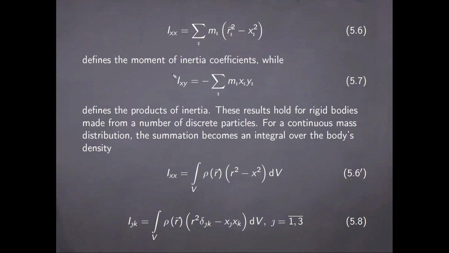And the diagonal terms involved in this expression, the ones given here, for example, are known as the moment of inertia coefficients, while the off-diagonal terms are the products of inertia. These results hold for rigid bodies made from a number of discrete particles, and for a continuous mass distribution, the summation turns into an integral over the body's density. So the first diagonal component, for example, has this expression, and a general component is given by the expression here.